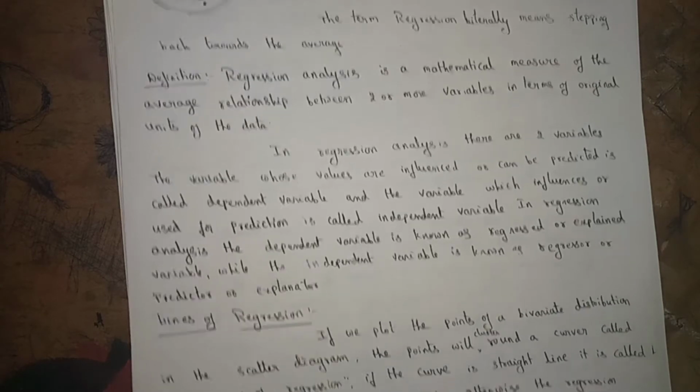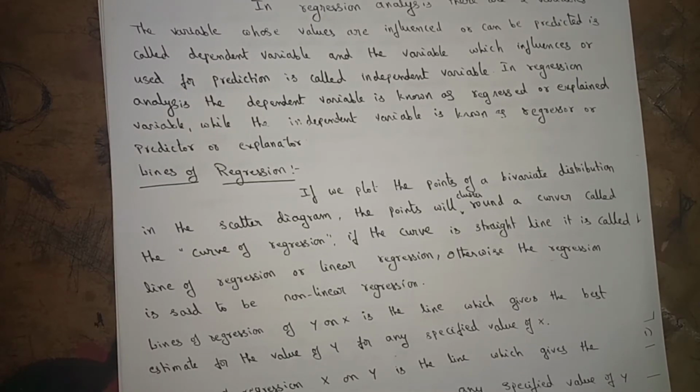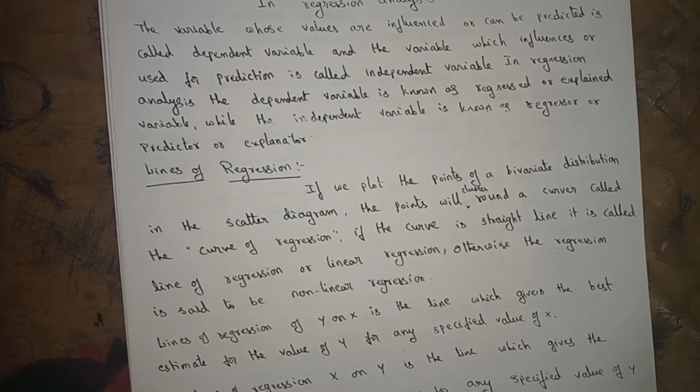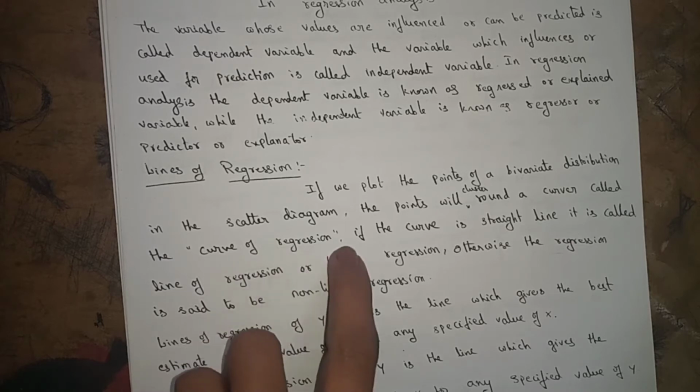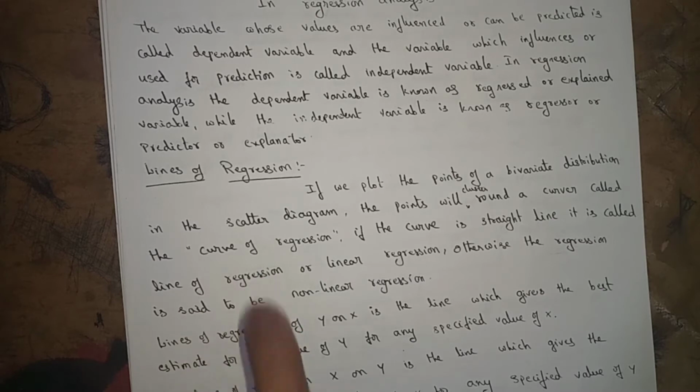Now, very important is lines of regression. What is meant by lines of regression? What is the formula of lines of regression? We will see. If we plot the points of the bivariate distribution in a scatter diagram, the points will cluster around a curve called the curve of regression. If the curve is a straight line, then it is called the line of regression.